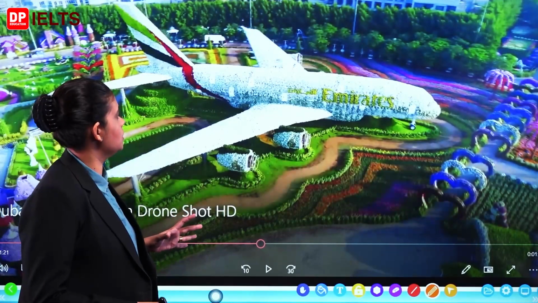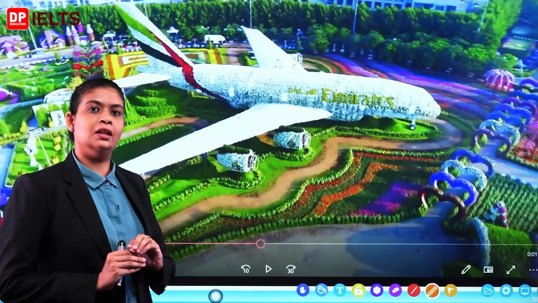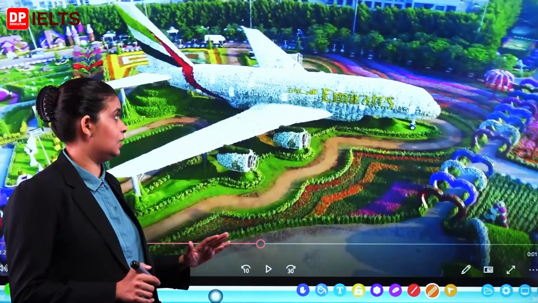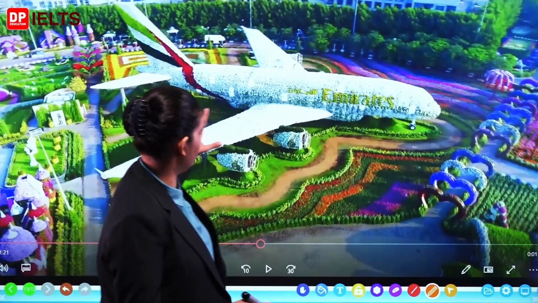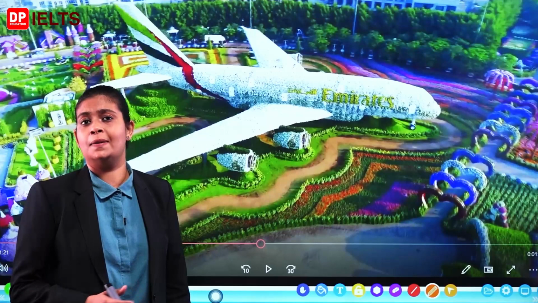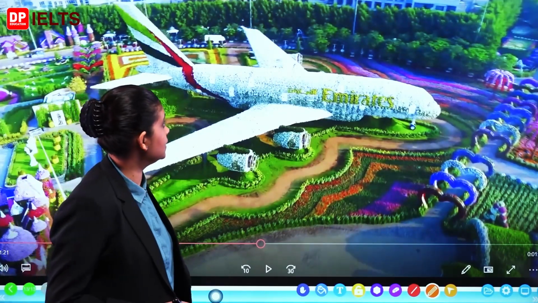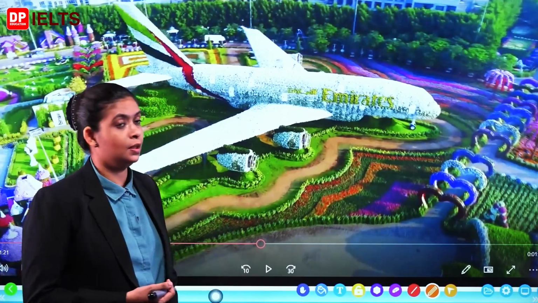What you saw here was all flowers and types of trees, right? Everything is like that, being done by different types of trees and flowers, and this is in Dubai, right? So you can see how much effort they put in.